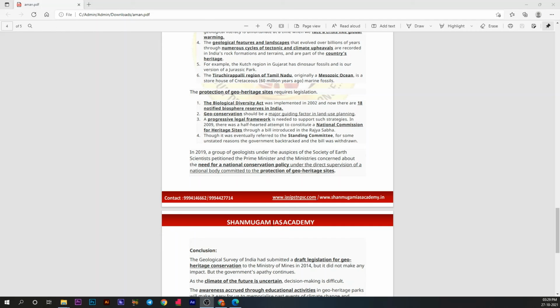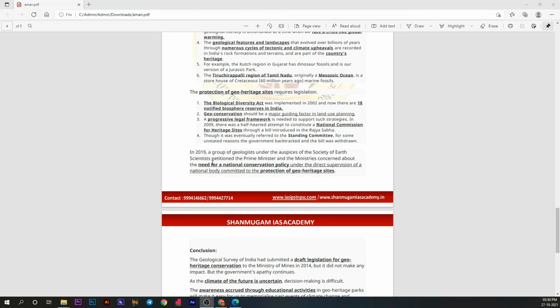And in 2009, what happened? We constituted a National Commission for Heritage Sites. A bill was introduced in the Rajya Sabha of the Parliament, though it was eventually referred to the Standing Committee. For some unstated reasons, the government backtracked and the bill was withdrawn at that time. So we are taking steps, but it was withdrawn, when we have to be very focused on geoconservation and geoheritage sites.